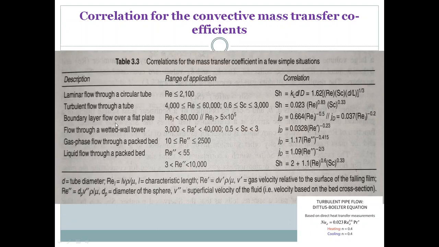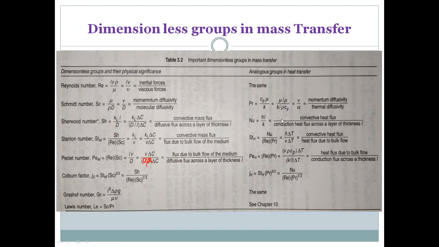Then boundary layer flow over a flat plate: if the Reynolds number is less than 8000, then this equation is valid for JD. So, JD, what is this? JD equals this. Here the Sherwood number, Reynolds number, and Schmidt number are involved. If you have the Sherwood number, from there you can calculate the mass transfer coefficient.